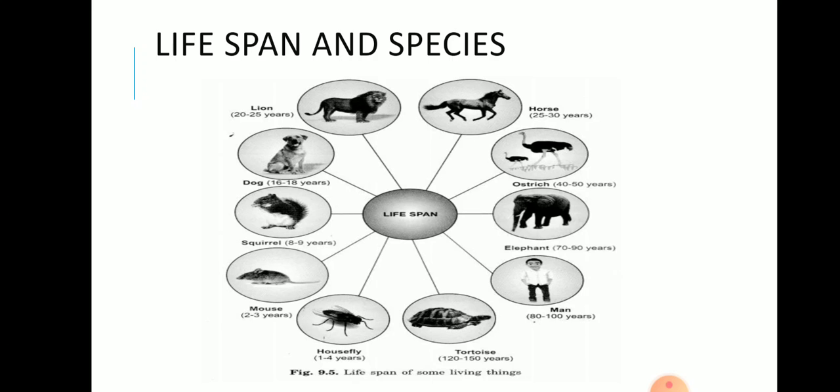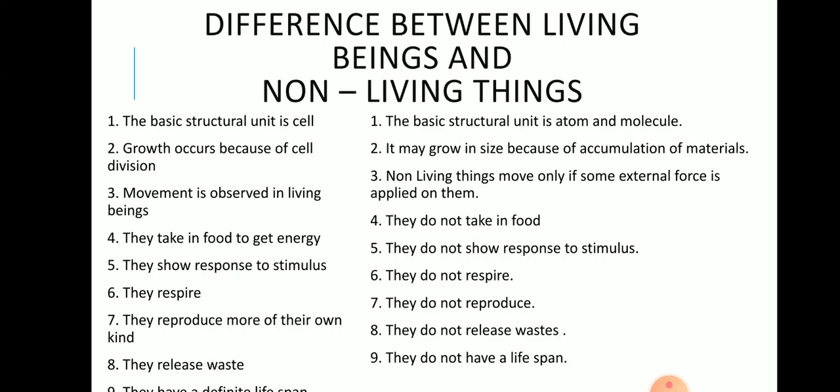And the last topic is the differences between living beings and non-living things. Whatever characteristics we have seen until now, we'll just discuss some of the basic differences. Living things are made up of cells, and non-living things are made up of atoms. Living things can respire, non-living things do not. Living things can reproduce, non-living things do not. Living things have a certain lifespan, non-living things do not. So this was all about the living things and non-living things. I hope all of you have understood this chapter.